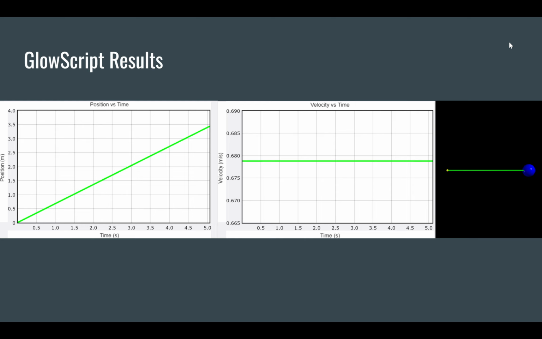Here are results from GlowScript, which shows a linear relationship between position and time, a constant non-zero number for velocity, and a model which does represent what we determined from the tracker video.